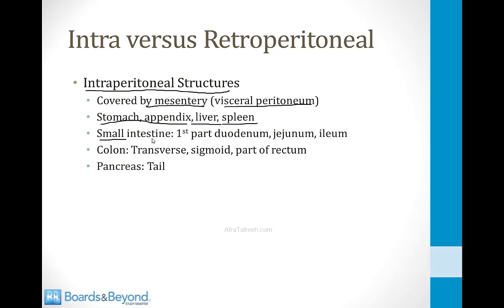So are portions of the small intestine, the colon, and the pancreas. In the small intestine, the first part of the duodenum and the jejunum and ileum are intraperitoneal. In the colon, the transverse colon is intraperitoneal, so are the sigmoid colon and some of the rectum. The rectum is a mixture of intra and retroperitoneal structures. And then finally, in the pancreas, only the tail is intraperitoneal.